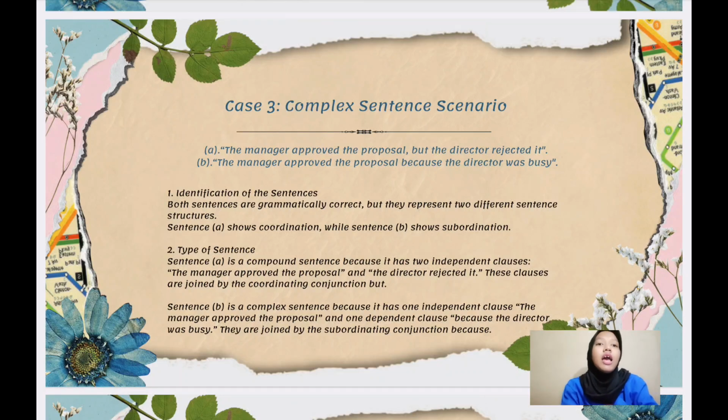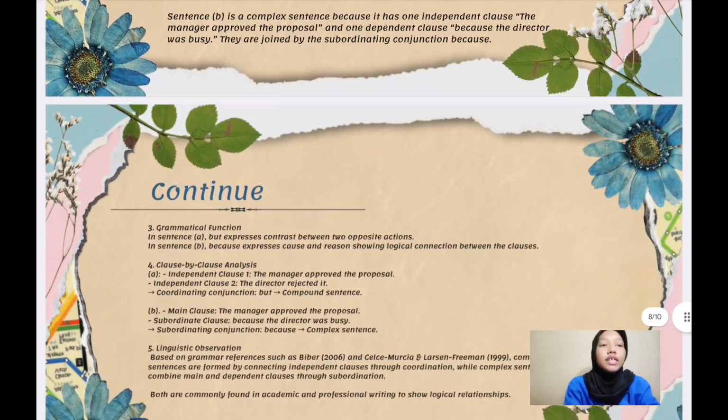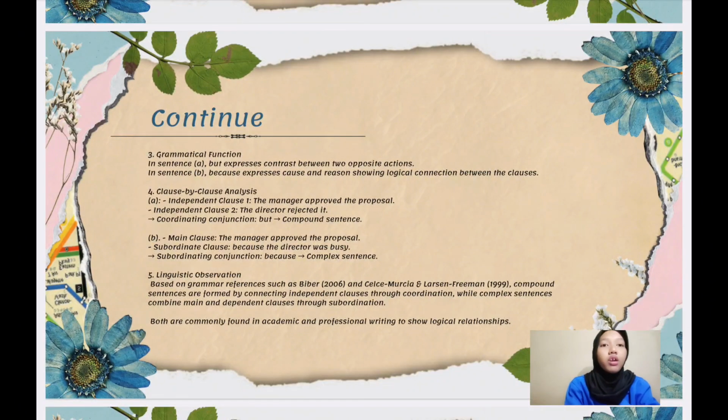Sentence B is a complex sentence because it has 1 independent clause, the manager approved the proposal, and 1 dependent clause, because the director was busy. The difference lies in their grammatical function. The first sentence expresses contrast, while the second expresses cause and effect. So, the type of conjunction used determines the sentence structure and meaning.